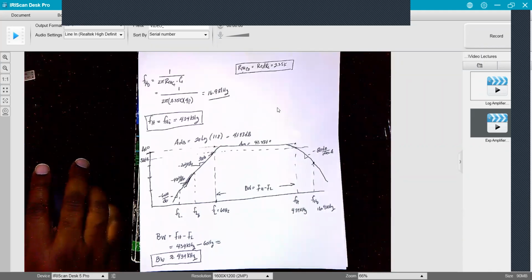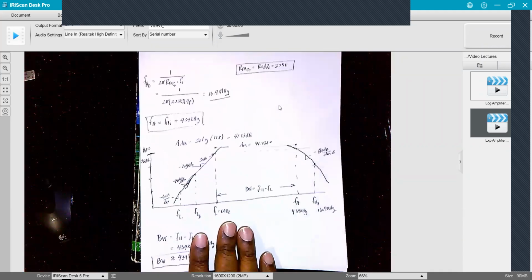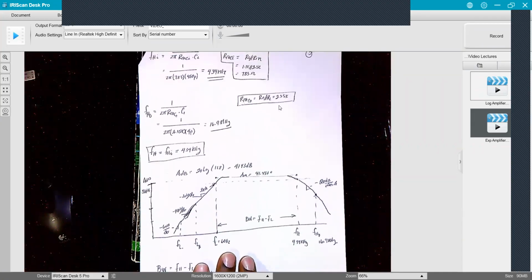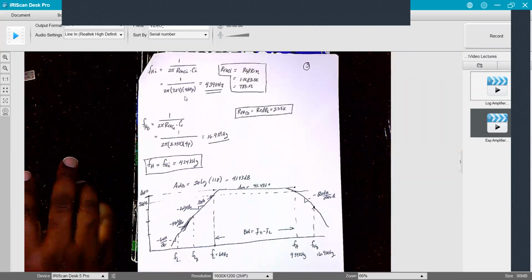And wait a minute. Oh, okay, come on. Forgive me. What I'm seeing on the screen and what I'm showing is a little different. So actually that was the frequency due to C out.